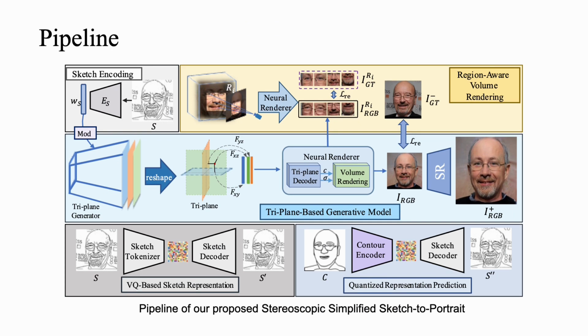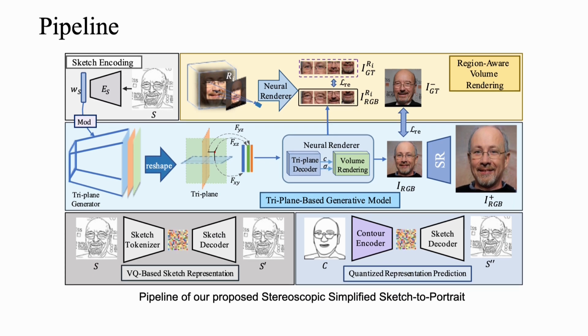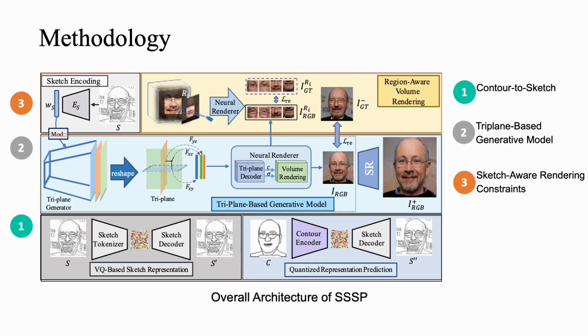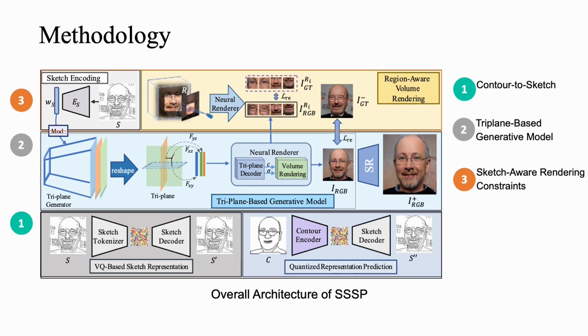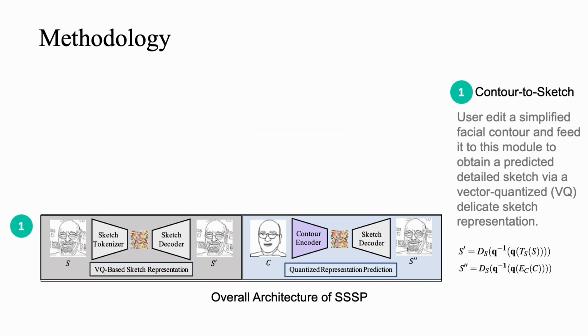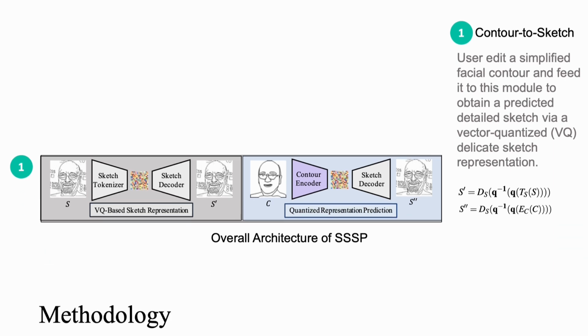Here is the overall pipeline of our proposed SSSP system. The overall framework consists of three major parts. The first part is the contour-to-sketch module. At this stage, the user will edit a simplified facial contour and feed it to this module to obtain a predicted detailed sketch via a vector-quantized (VQ) delicate sketch representation.